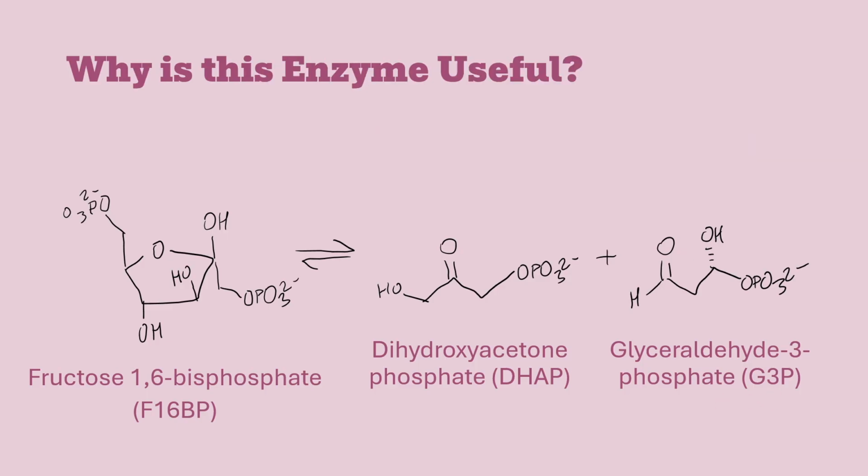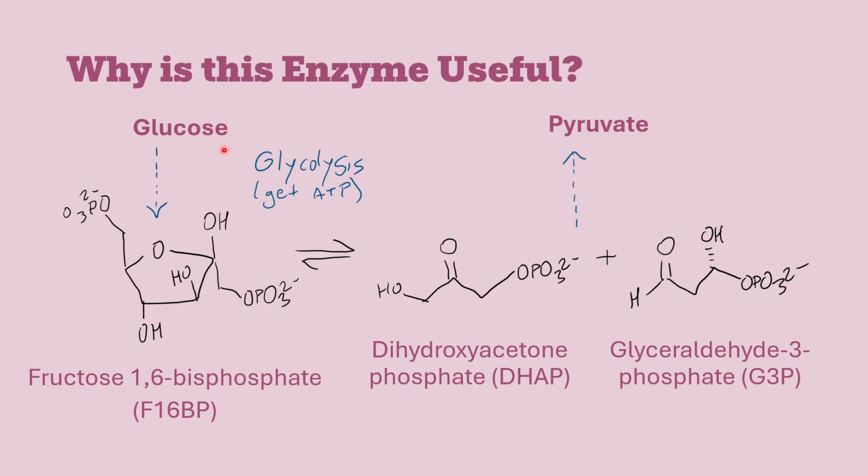Let's discuss the overall context of why this reaction is important. It's used in both glycolysis and gluconeogenesis. For glycolysis, we start out with glucose, and we want to get energy from it in the form of ATP by converting it into pyruvate. The glucose is converted into F16BP through a series of reactions. Then the aldolase reaction produces these two products, which will both ultimately be converted into pyruvate, producing ATP in the process. The ATP is used to supply energy for metabolic reactions in the cell.